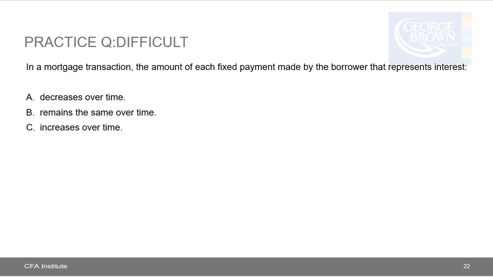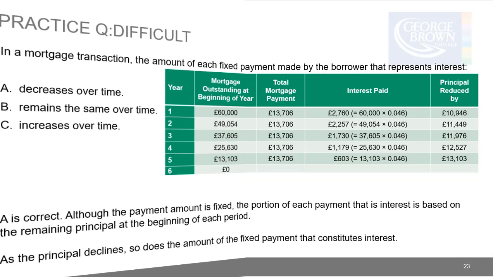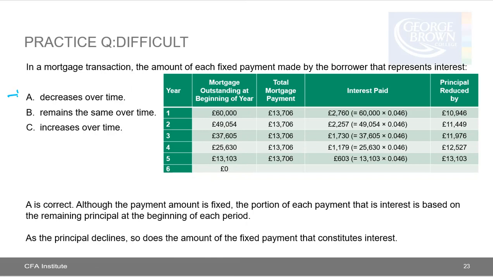It says, in a mortgage transaction, the amount of each fixed payment made by the borrower that represents interest: A, decreases over time, B, remains the same over time, or C, increases over time. So I think you can see that the answer is not too difficult. The correct answer is A.